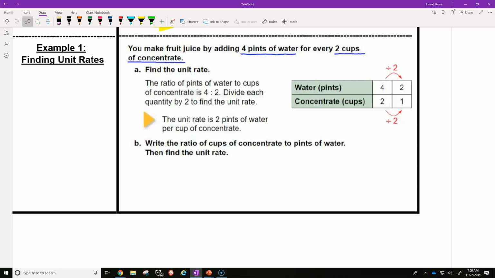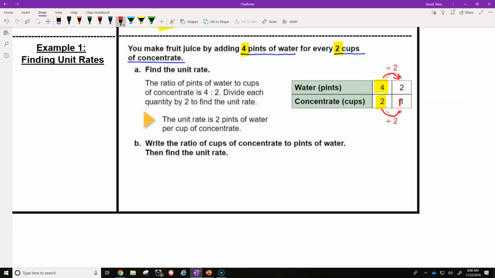You make fruit juice by adding 4 pints of water for every 2 cups of concentrate. Okay, if you make a ratio table, it is 4 to 2. I want to find the unit rate. The ratio of pints of water to cups is 4 to 2. If I just continued my ratio table, I want to go to 1. So 2 to 1, I divided by 2. So 4 divided by 2 is 2. The unit rate is 2 pints of water per cup of concentrate.